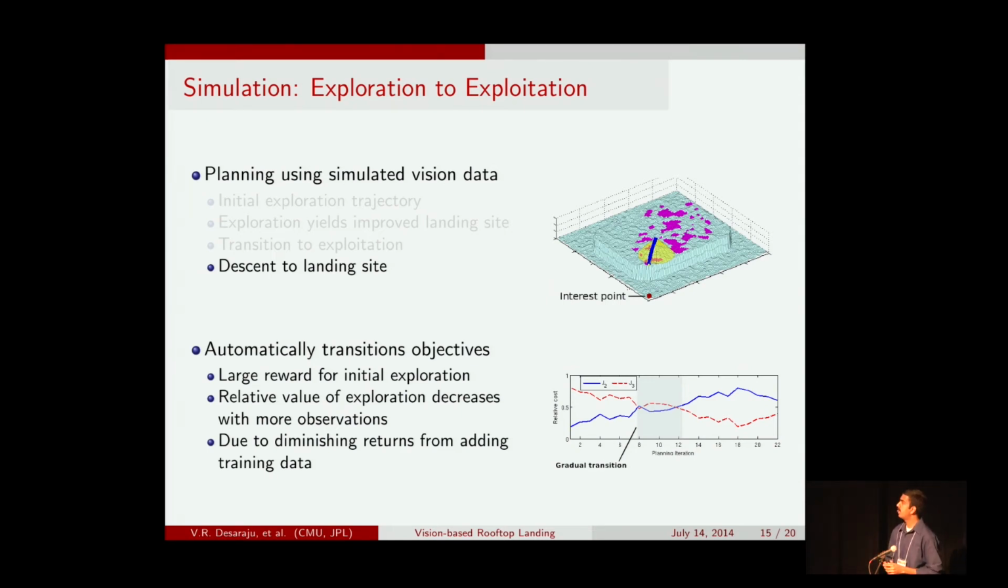We can see this by looking at the relative contribution of these two objectives to the total reward that the vehicle sees, which is shown in the graph down here. Initially we see that there's a very high reward for exploration, which is exactly as you'd expect. However, over time, the relative value of these observations that it's collecting starts to decrease. As a result, the exploitation metric becomes relatively more important. This decrease is actually a direct consequence of the fact that we're using the Gaussian process. With the GP, we typically see diminishing returns as we continue to add measurements to the training data.